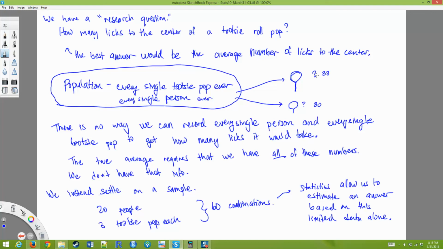So let's just recap what's going on here. I'll let you guys finish writing this. What our research question was: how many licks to the center of a Tootsie Roll Pop? The population, the number that we're trying to go for, is the average number of licks to the center of a Tootsie Pop, and this is the average between all persons who might lick a Tootsie Pop and every possible Tootsie Pop that somebody might have. So it's a tremendous number, possibly infinite, that we have to encounter here. That is our population. Every single person ever, every single Tootsie Pop ever. The sample that we have is 20 people, 3 Tootsie Pops each, for a total of 60 combos, because this is our research question. Does that make sense? Okay.